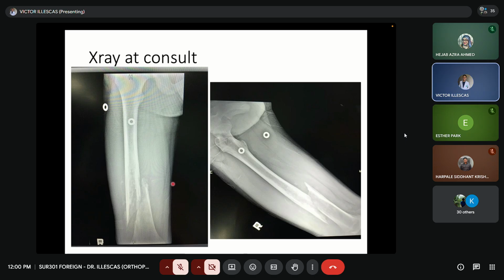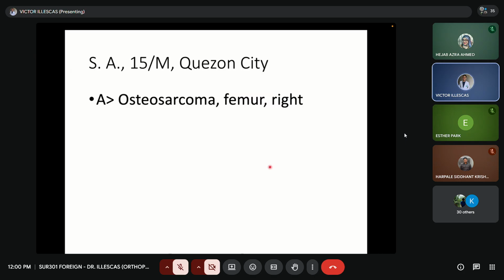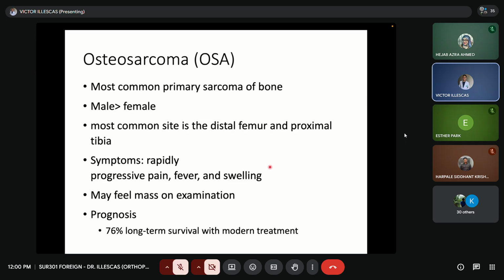Okay, so at initial consult, the patient presented with this X-ray. There is a fracture of the middle to distal third of the femur. But 4 months later, this is already the X-ray. So you see the destruction of the bone, sunburst patterns. So what do you think is the diagnosis? This is an osteosarcoma of the femur.